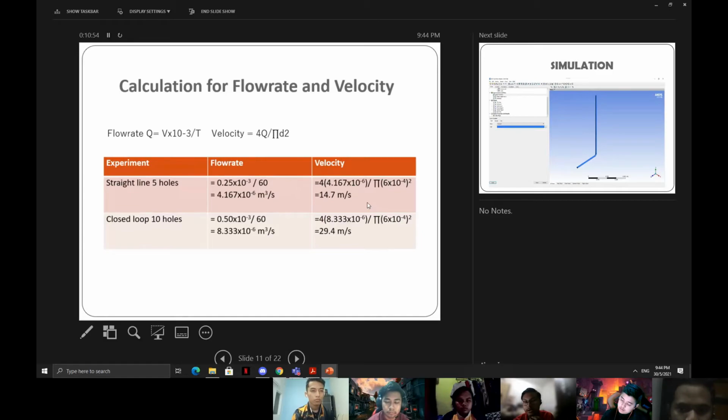And for the velocity, we get for the straight line 5 holes 40.7 meter per second, and for the closed loop 10 holes 29.4 meter per second. Okay, that's all. Next slide.